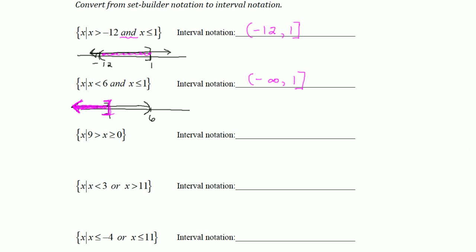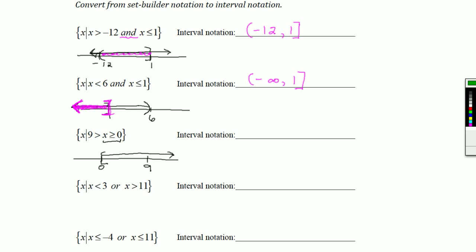Next we have the values 0 and 9. We need to write these in order. And let's just look at these statements one at a time. First of all, x is greater than or equal to 0. That shows that we're going from 0 to the right.